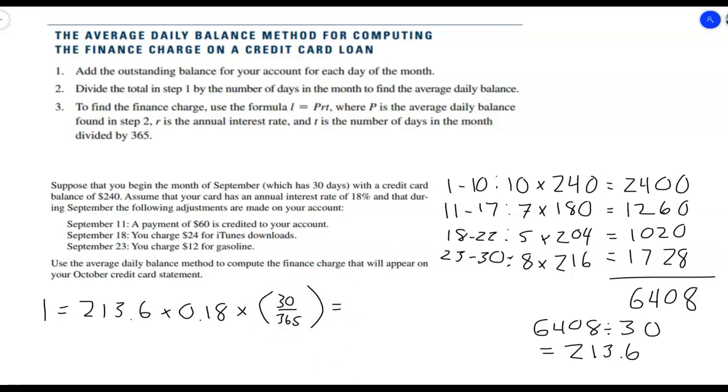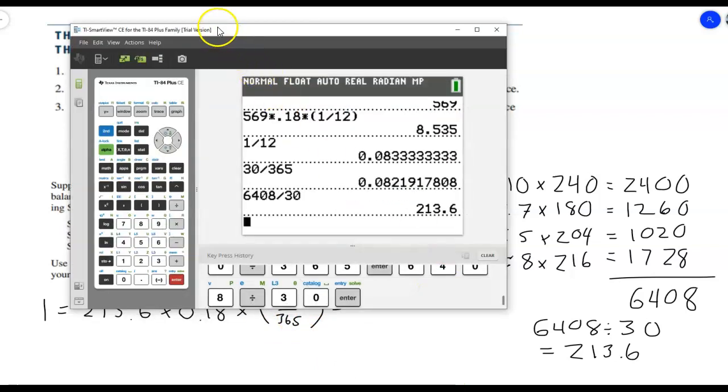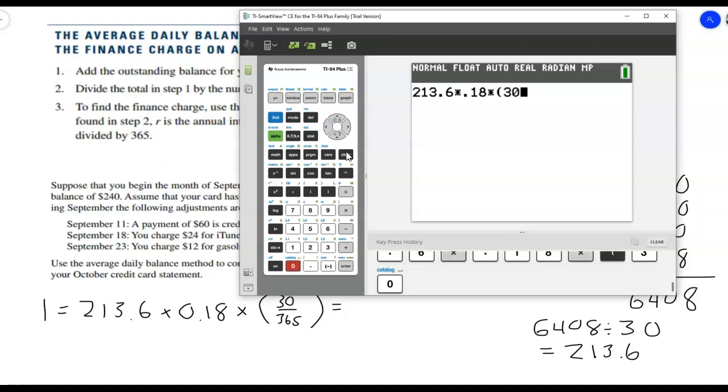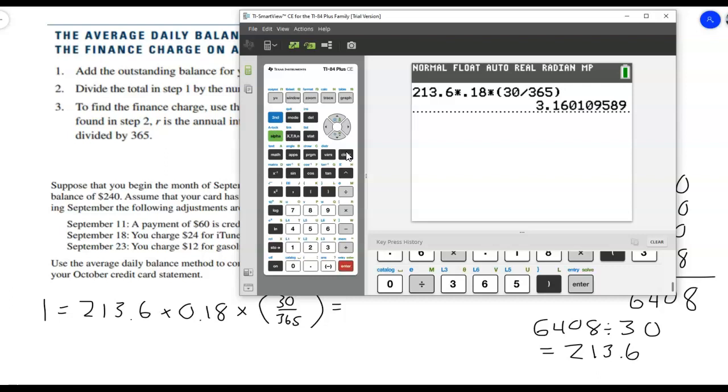And this is going to equal, let's put this in here: 213.6 times 0.18 times, open parentheses, 30 divided by 365. And we're going to get $3.16. Let me double check that. So that will be our finance charge for the October statement.